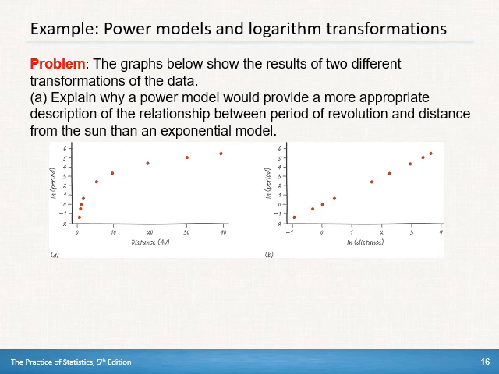All right, so let's see if we can straighten out the data or see if a power model is appropriate for this. So the question says, explain why a power model would provide a more appropriate description of the relationship between period of revolution and distance from the sun than an exponential model. Now, we haven't really talked about exponential models. That's going to be next. So why they're kind of throwing it in a little bit early before we've really talked about it, I'm not sure, but they did.